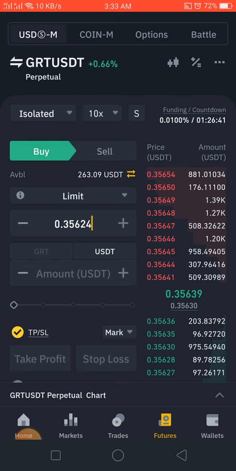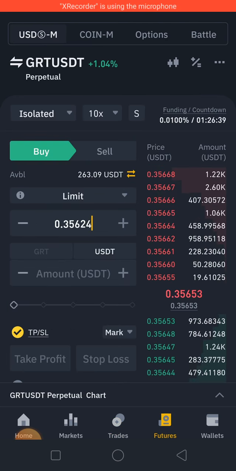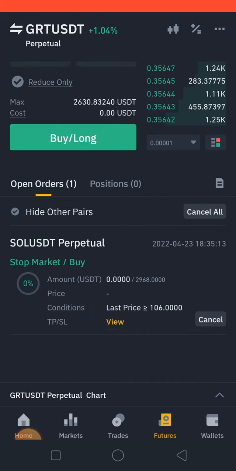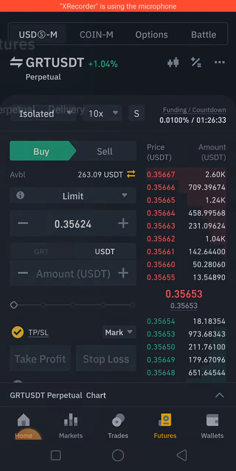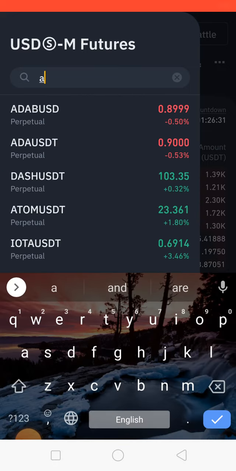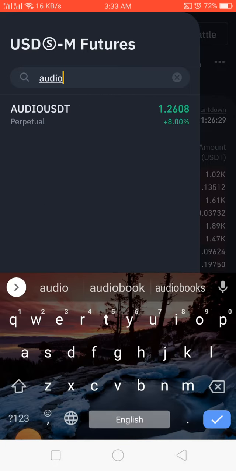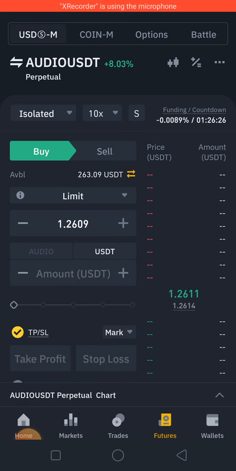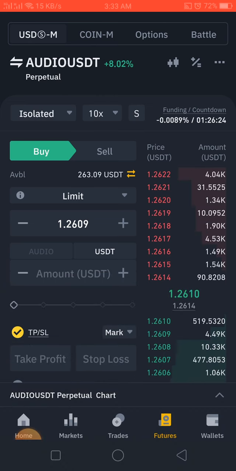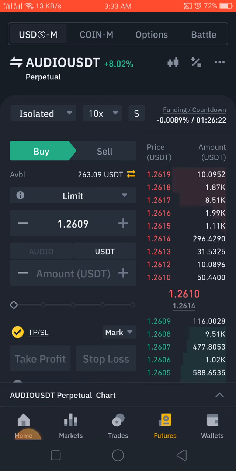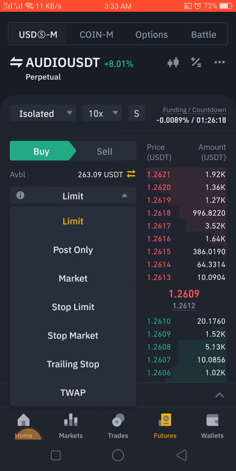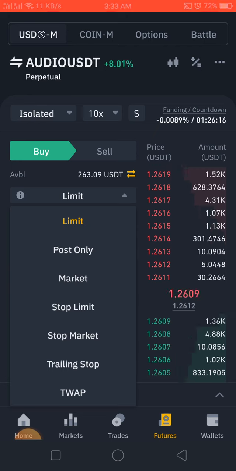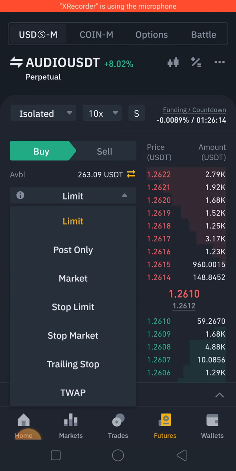But when we come to the future, it will be an entirely different story. We have to select some coin. Let's suppose we are selecting audio coin. Audio coin is trading at 1.26. We will use limit order, post only, market, stop limit, stop market, or trailing stop.